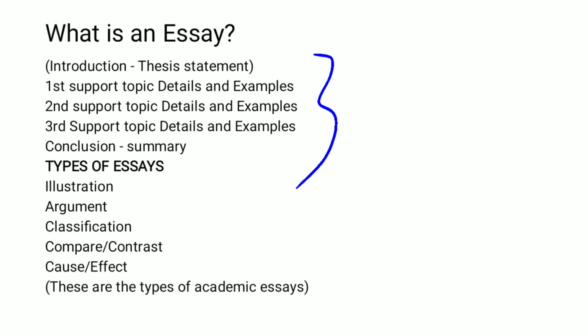The first body paragraph will be your first support of the thesis, so it relates directly to the thesis statement. The second body paragraph gives your second support or reason, and it supports the thesis statement as well. The same is true with the third body paragraph. This is your third support of the thesis statement.